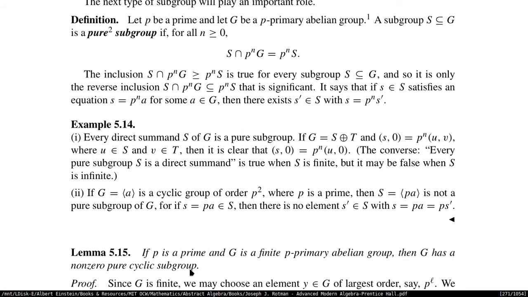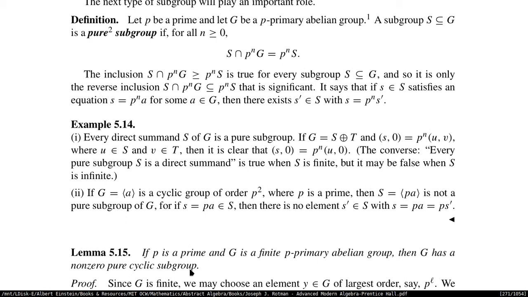Okay, pure subgroups. We're one step closer to the basis theorem. If you have a prime p and G is a p-primary abelian group, then a subgroup S is pure if for all positive integers n, the intersection of S with p to the n G gives you p to the n S.